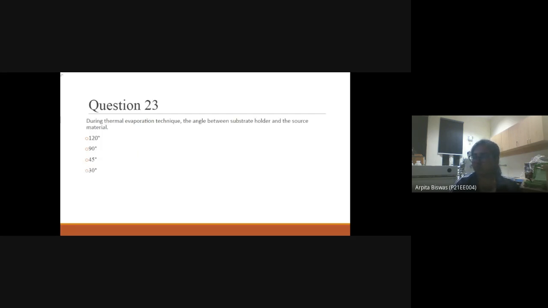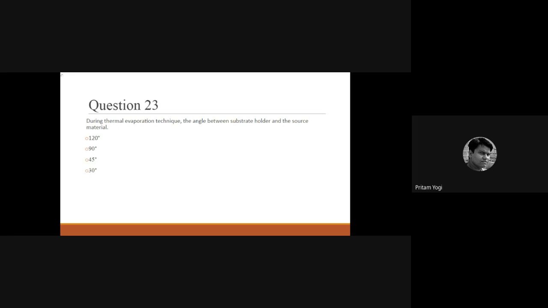Next, we are moving towards question number 23. During the thermal evaporation technique, the angle between the substrate holder and the source material is: the first option is 120 degrees, the second option is 90 degrees, the third option is 45 degrees, and the last option is 30 degrees. So, what is the right answer? 120.